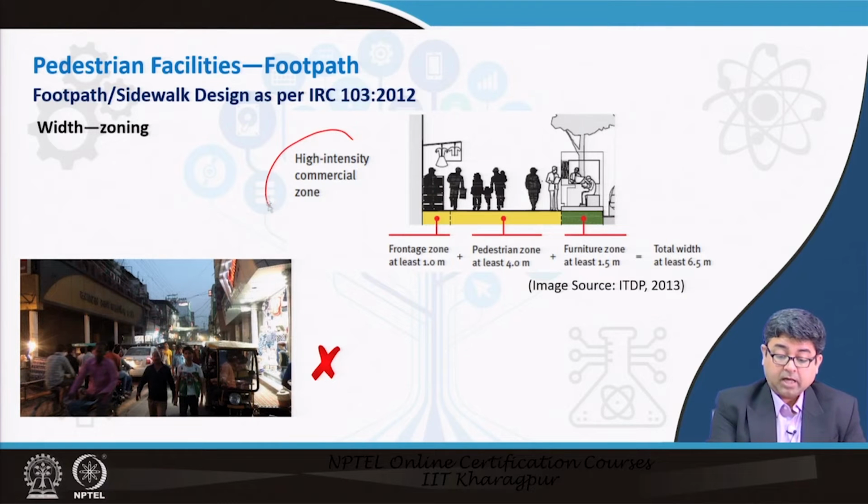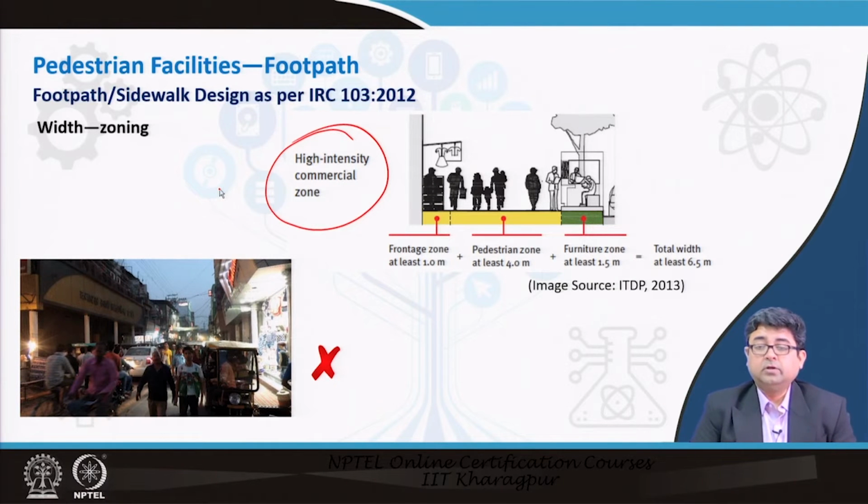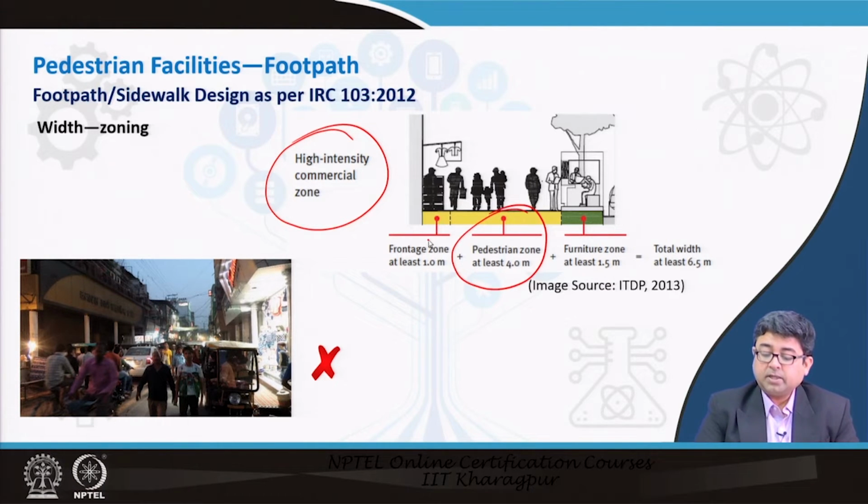Finally, if you are at a very high intensity commercial zone, for example, in the central business district, your pedestrian zone increases to 4 meters. So, you have to really provide for wide sidewalks, so that people feel comfortable while they are walking, and more people do actually walk rather than use their motorized two wheelers or four wheelers. Then a total width of at least 6.5 meters is recommended.